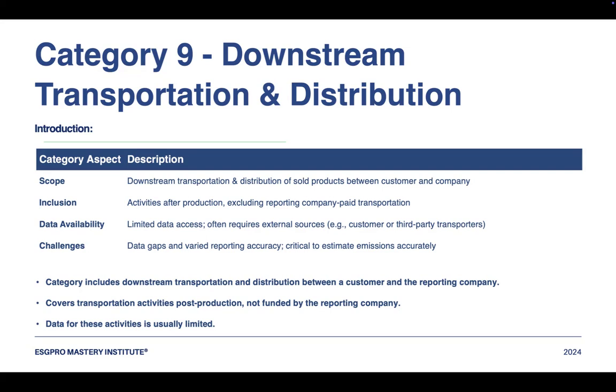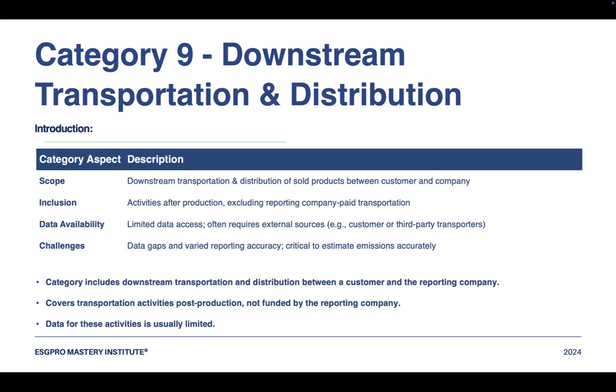So once you sold it, it goes up to the consumer or company. If it is B2B, of course, company. If it is B2C, then consumer. What is included here? Activity after production, excluding reporting company paid transportation. So if it is my own transportation, then I will exclude that.